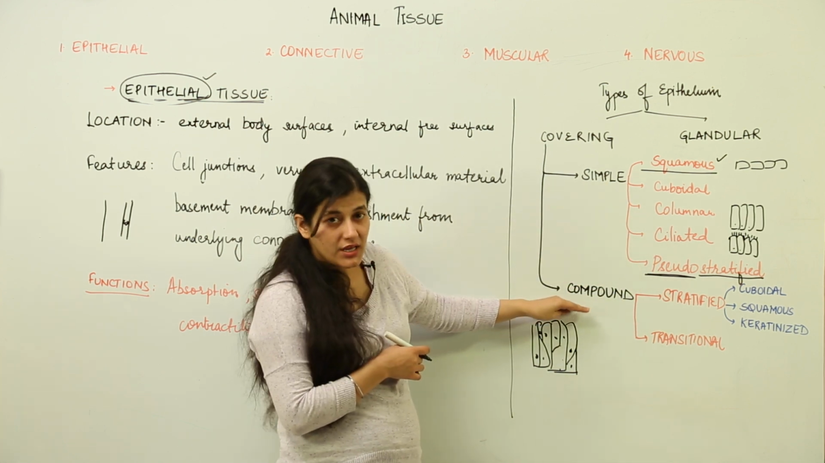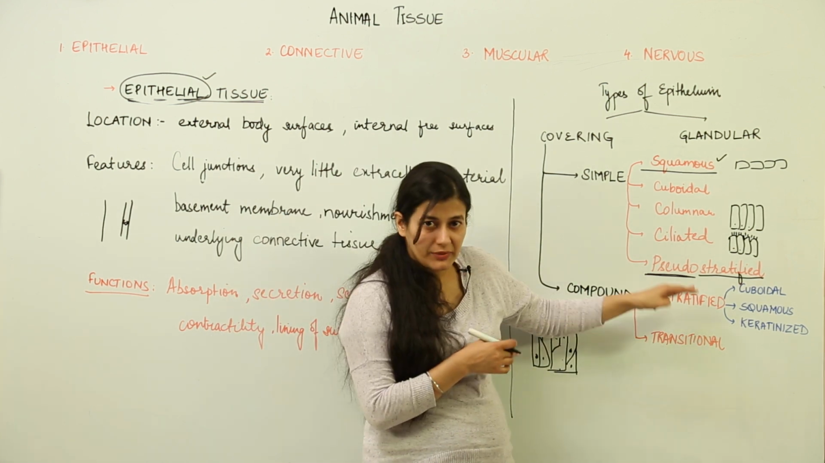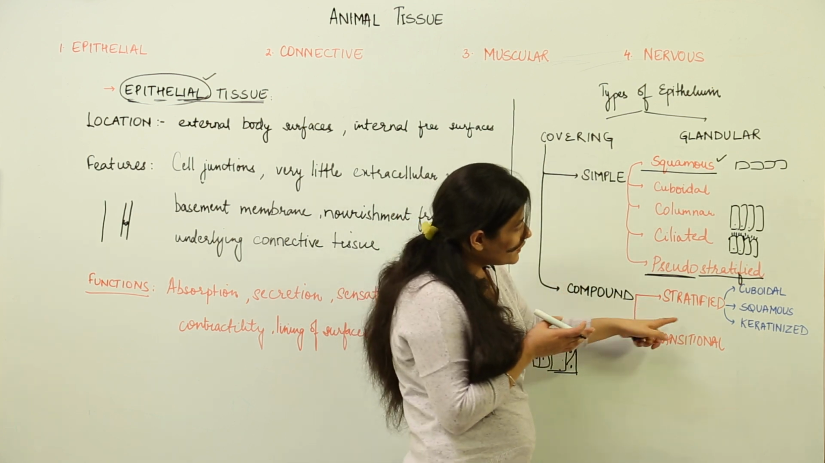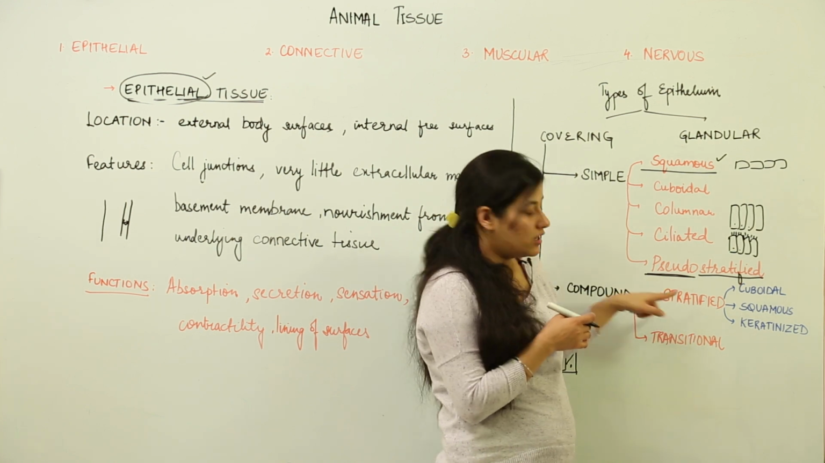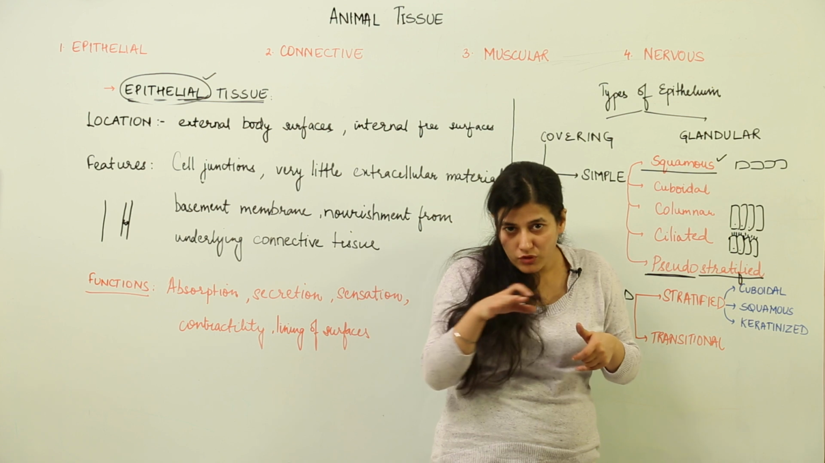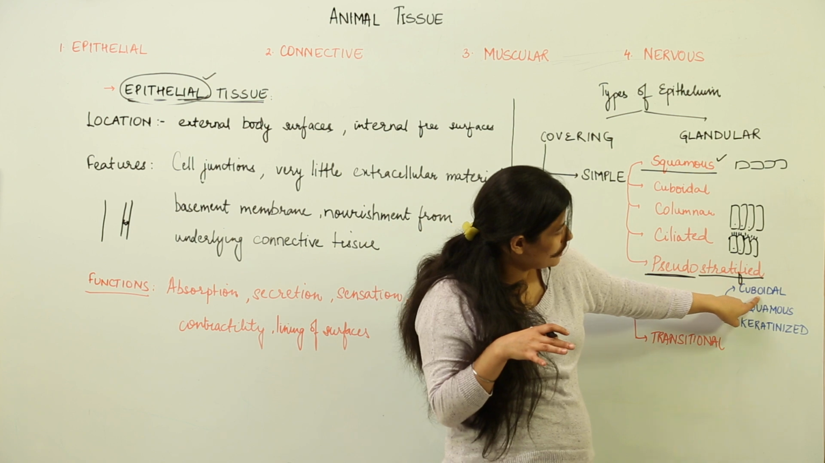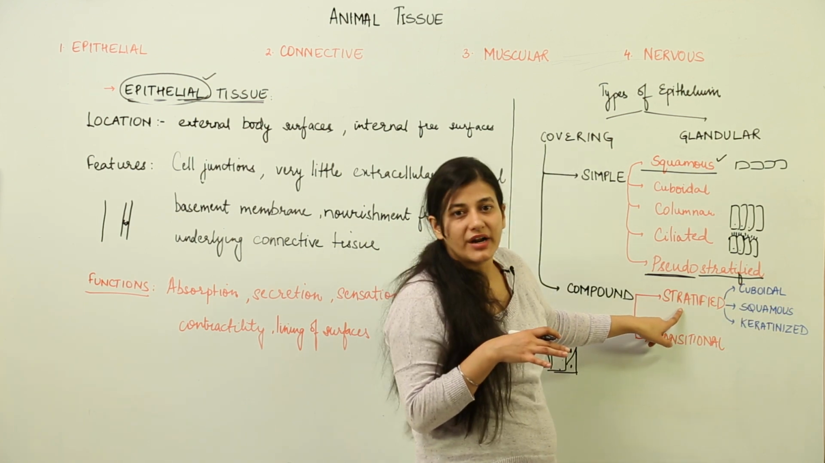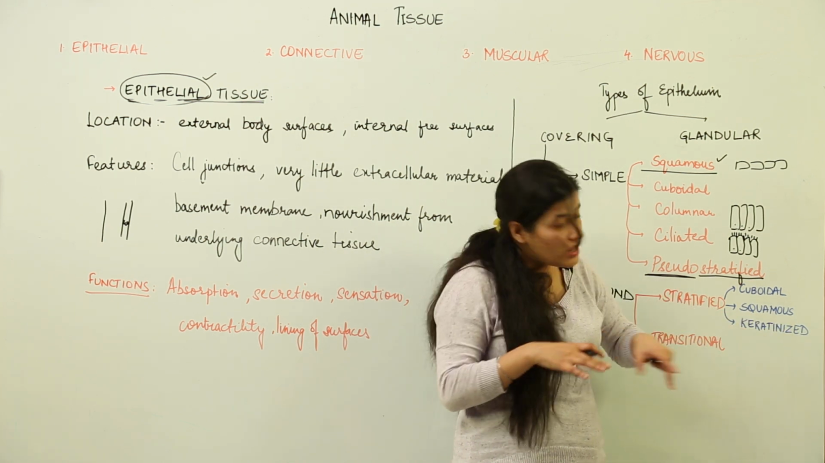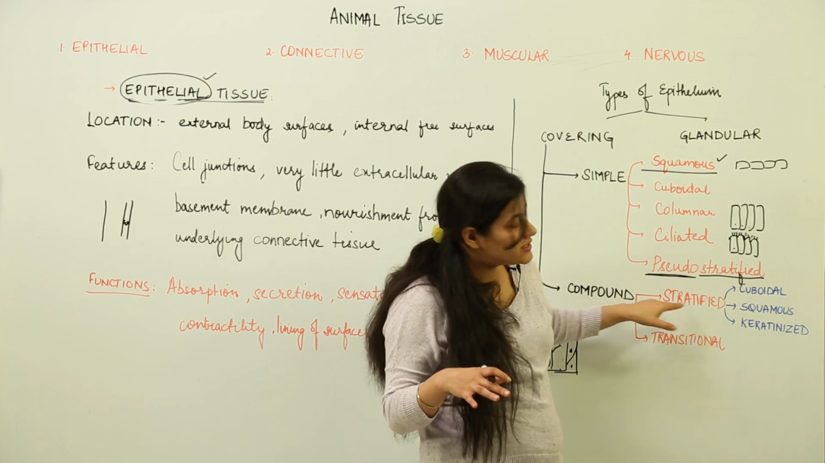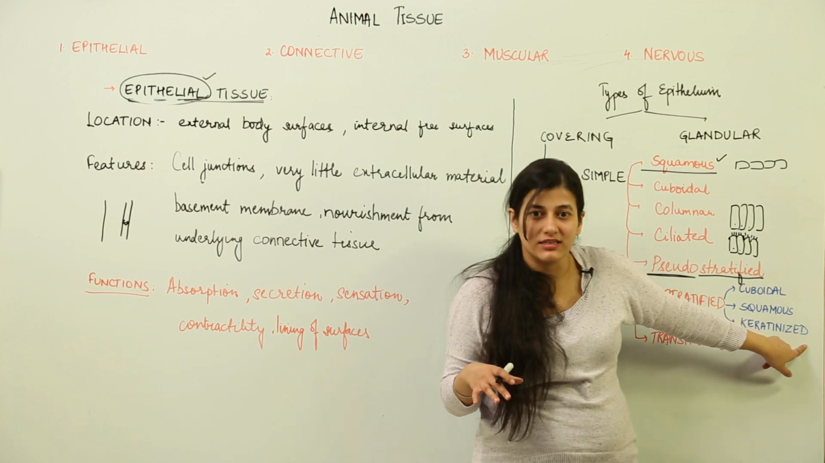Then we come to compound. In the compound case, we have stratified and transitional epithelium. Stratified epithelium is going to be very thick and it is further of 3 types. Now this classification in the stratified compound epithelium is on the basis of the uppermost layer, that is, how those cells look to the eye. If the uppermost cells appear cuboidal, it is cuboidal stratified epithelium. If they are squamous, that means arranged literally in a sheet-like fashion, it would be squamous stratified, and in case there is secretion of keratin from there, then it is keratinized, as in the case of our skin.